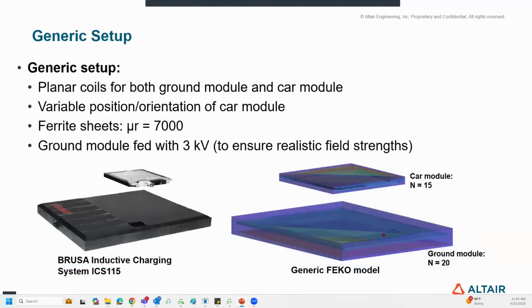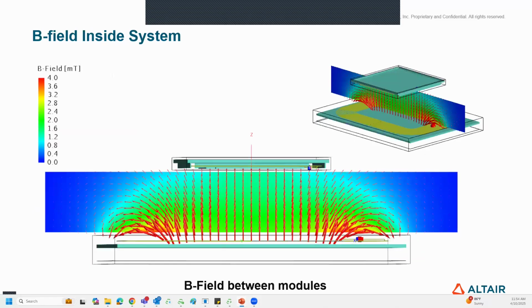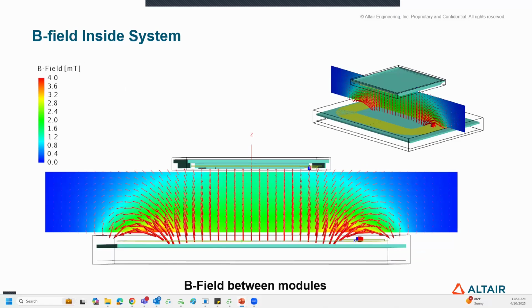So here you can see the generic model of the wireless charging system built in Feko, which is similar to the ICS 115 that's on the left. And the coil in the ground module has 20 turns, which is the bigger one. And the core module coil has 15 turns, the one on the top, which is the smaller one. And these are the magnetic field lines between the ground module and the core module.